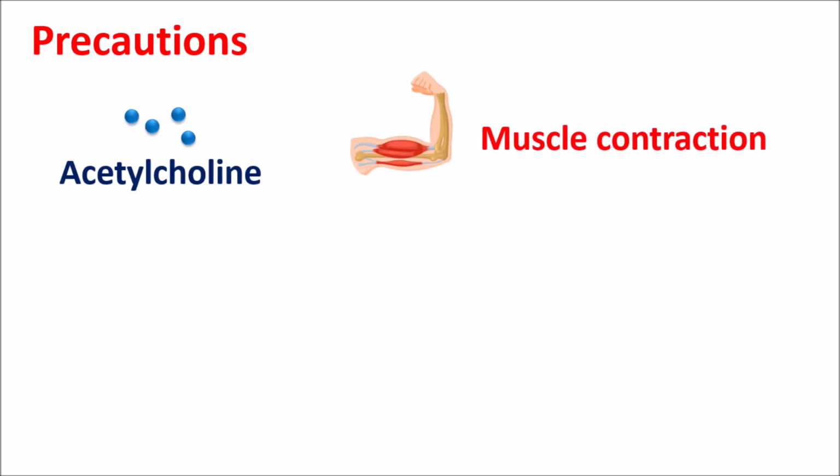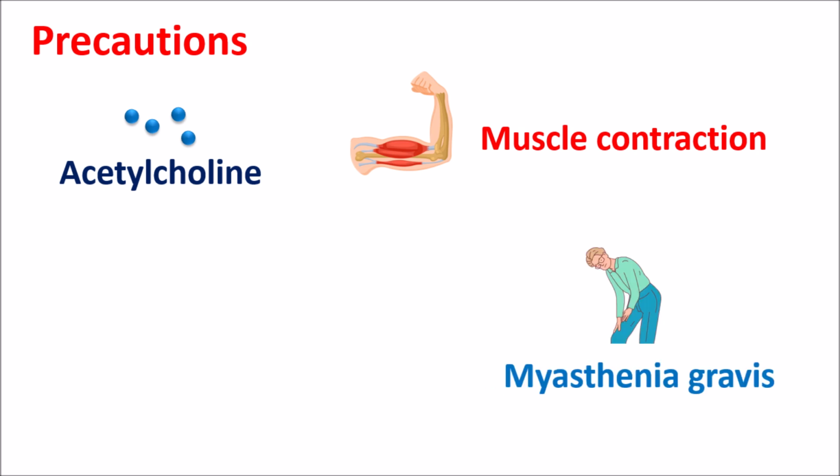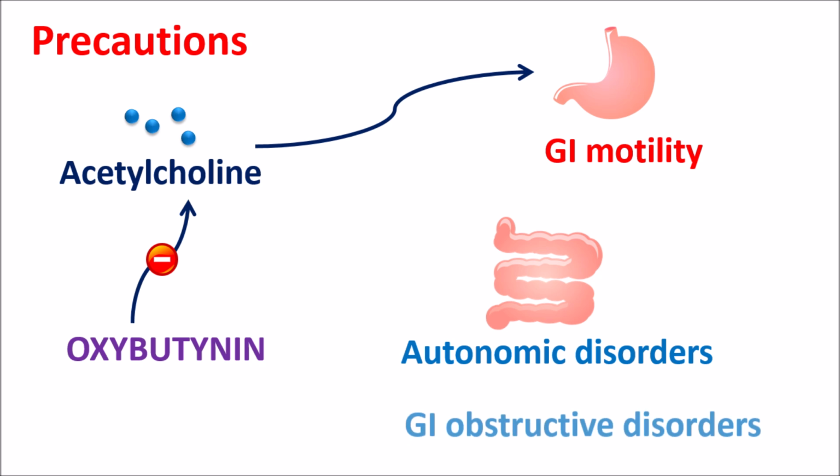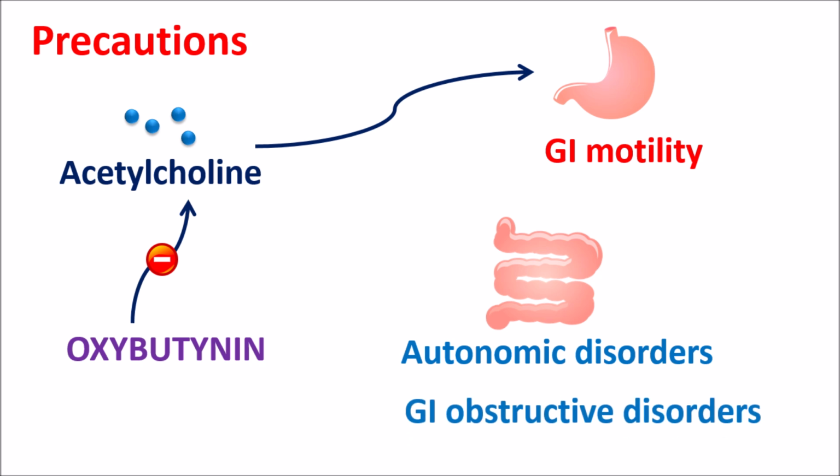Acetylcholine is also required for muscle contraction. In people with myasthenia gravis, muscle weakness can be observed. In such cases, use of oxybutynin can further increase the risk because of its anticholinergic actions. Acetylcholine is also required for gastrointestinal motility. Oxybutynin can reduce GI motility and it can increase gastric retention. So for people with any pre-existing autonomic disorders or gastrointestinal obstructive disorders, oxybutynin should be carefully used.